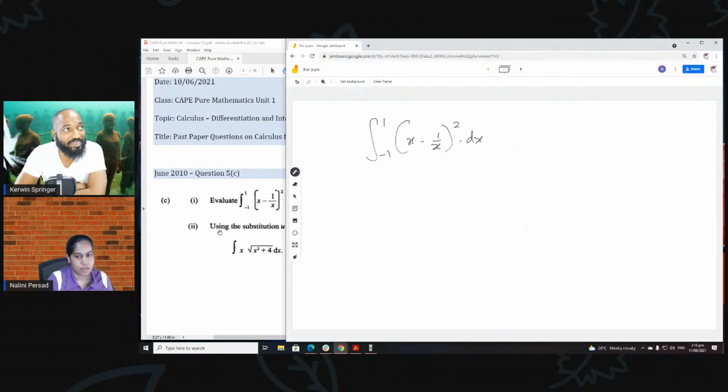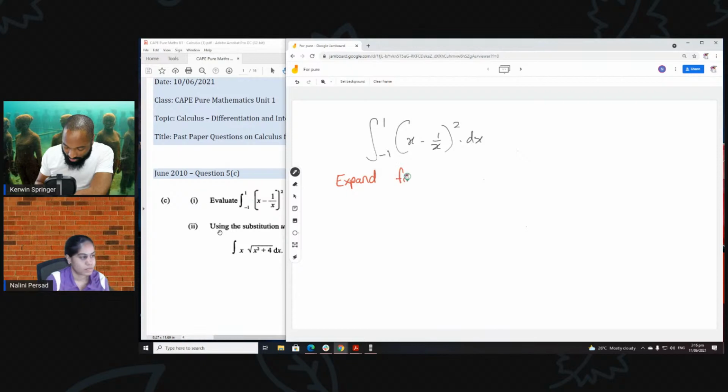Expanding, something good here? Yeah. So expand first. I'll write in the red then. Expand first. And if I expand this first, I'll get x minus 1 over x multiplied by x minus 1 over x. And this will be, we want x squared. We want positive 1 over x squared. And we want 2 times this subtracted. So wait, that's just 2. Yep, -2. That's just -2.